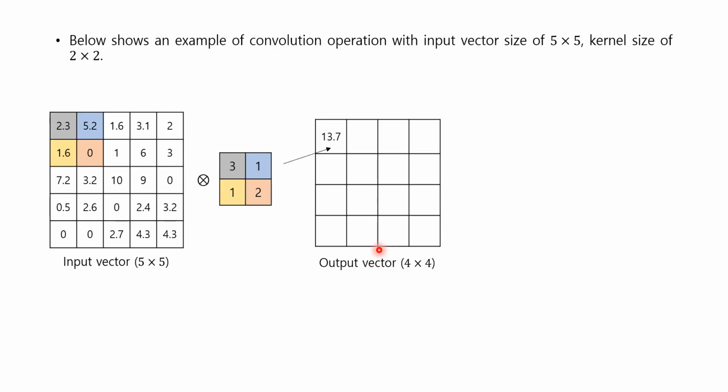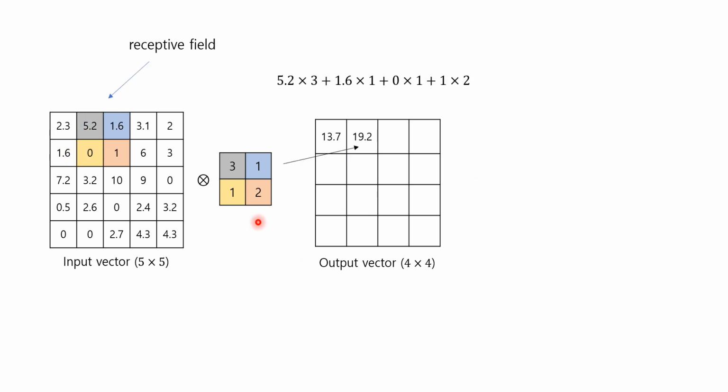This shows an example of convolution operation with input vector of size 5 by 5 and the kernel size of 2 by 2. What it does is that 2 times 2.3 times 3, 5.2 times 1, 1.6 times 1, and 0 times 2, and sums them up producing 13.7, and the kernel is going to move one position right.